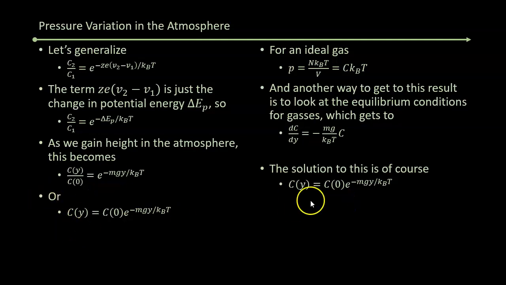Another way to get to the same result, the way we would have done in a physics course before, is to look at the pressure above and below a thin layer of air. Using the ideal gas law, you get the derivative of the concentration with respect to height is minus mg over kBT times the concentration. This is a differential equation, the solution to which is this right here. So you get the same result from two different methodologies.